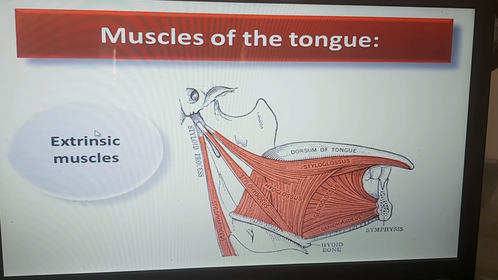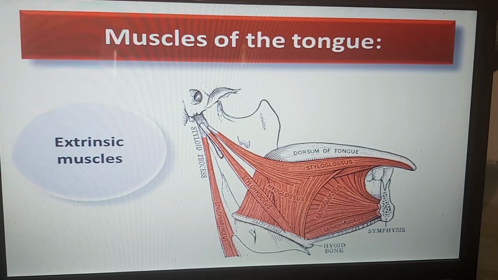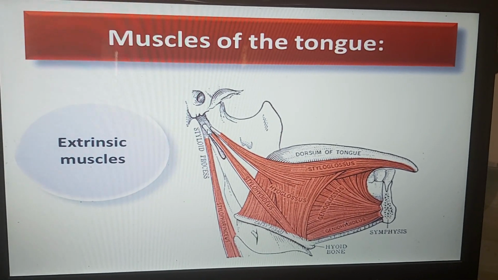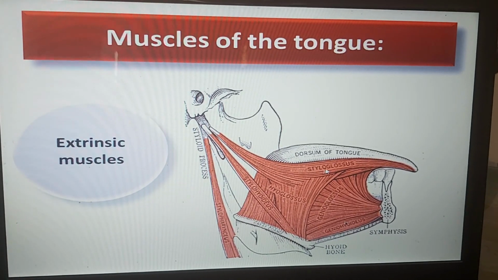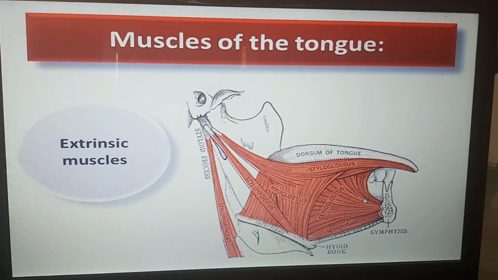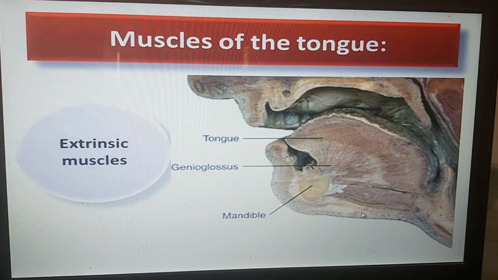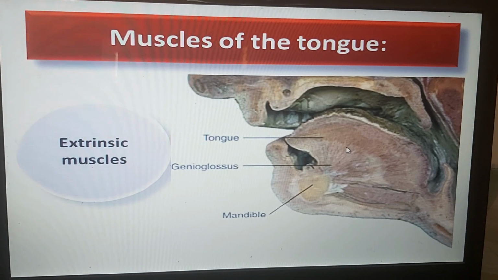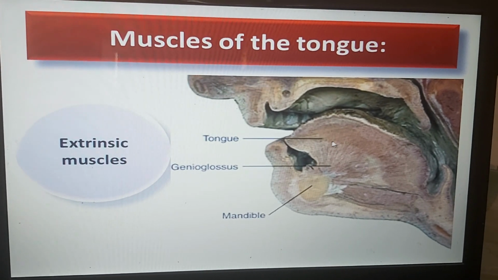This picture sums up the different types of muscles of the tongue. First of all is the styloglossus, and this is the hyoglossus, and this is the genioglossus. This is the cadaveric picture for the genioglossus muscle. This is the tongue.